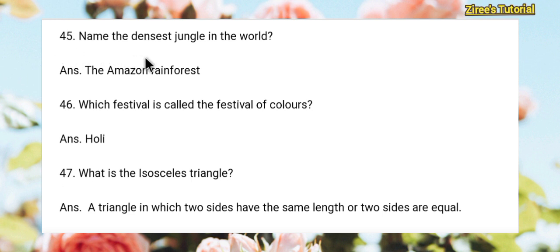Name the densest jungle in the world. The Amazon rainforest. Which festival is called the Festival of Color? Answer is Holi. What is the isosceles triangle? A triangle in which two sides have the same length or two sides are equal. The triangle having two of its sides equal is called an isosceles triangle.